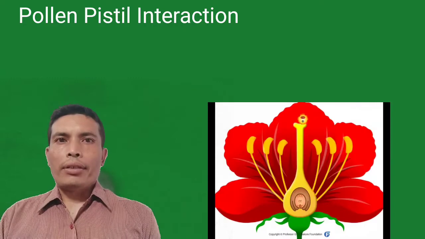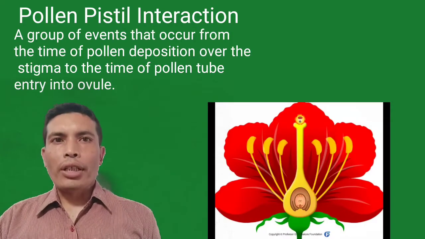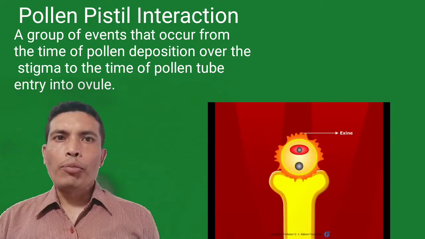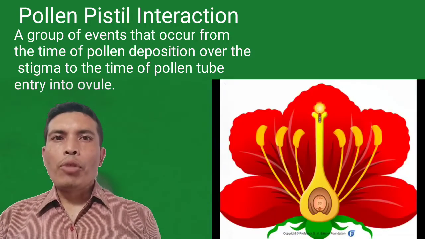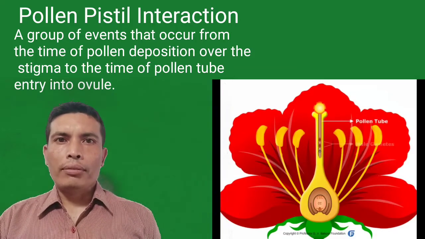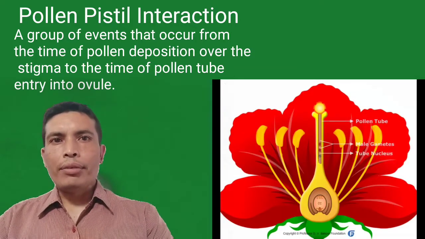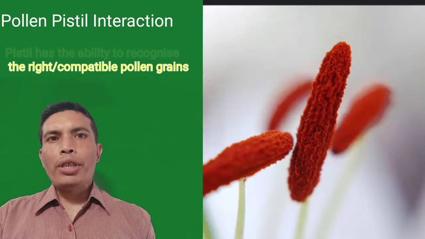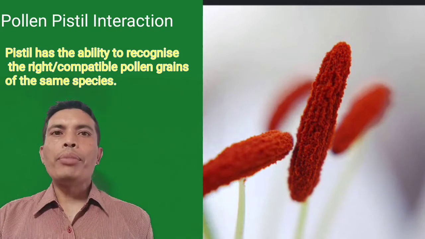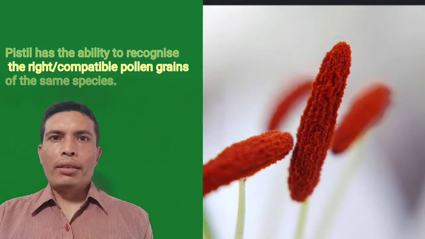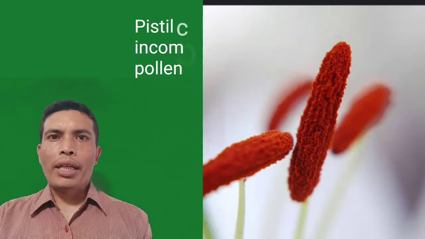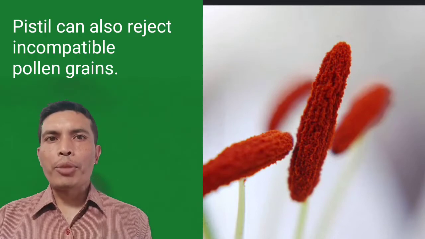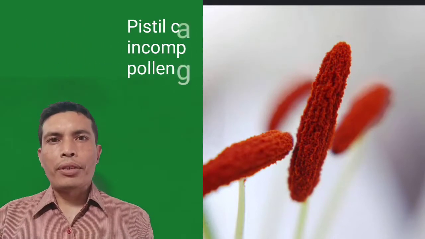What is the pollen-pistil interaction? Pollen-pistil interaction is a group of events that occur from the time of pollen deposition over the stigma to the time of pollen tube entry into the ovule. It is an essential step in fertilization of angiosperms. The pistil has the ability to recognize and accept the right or compatible pollen of the same species, and the pistil can also reject pollen grains that are incompatible, either of the same species or of other species.